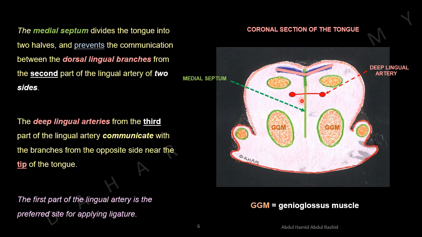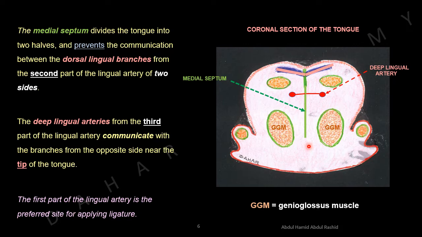The median septum of the tongue prevents the communication between the dorsal lingual branches from the second part of the lingual artery of two sides. So, dorsal lingual branches from the second part of the lingual artery of two sides cannot be communicated because they are prevented by the median septum.